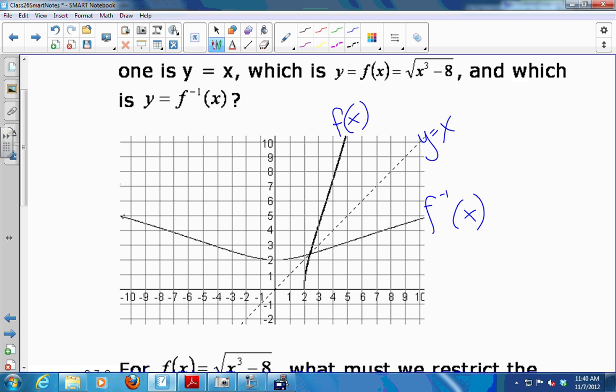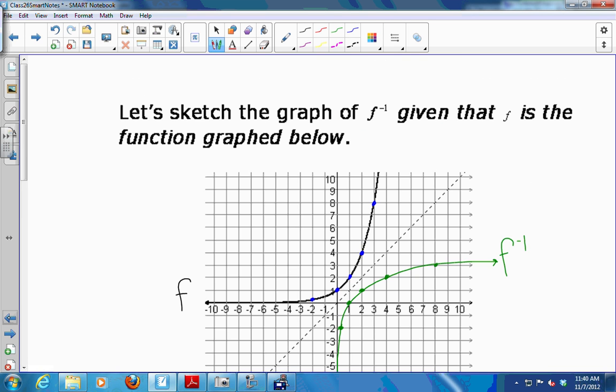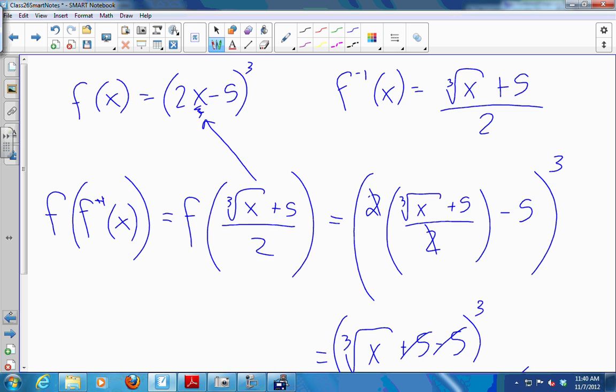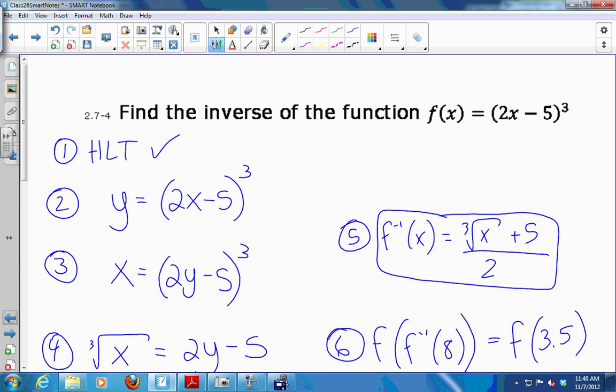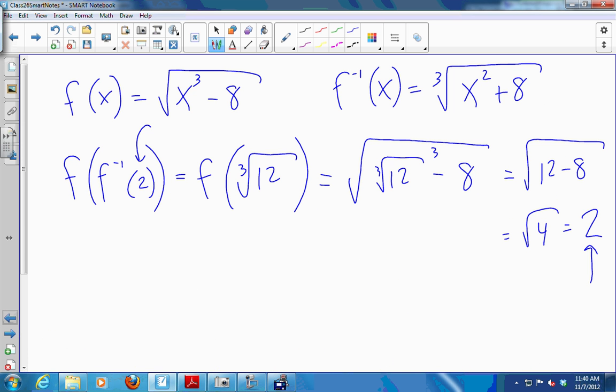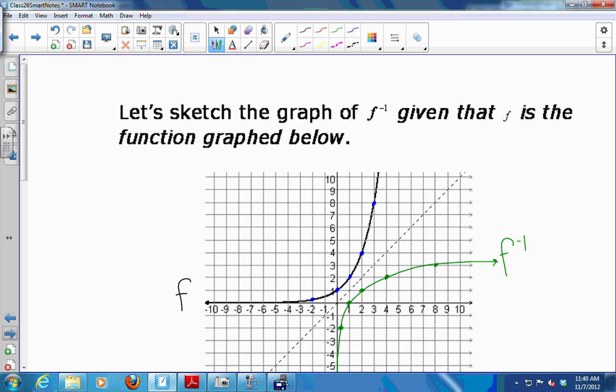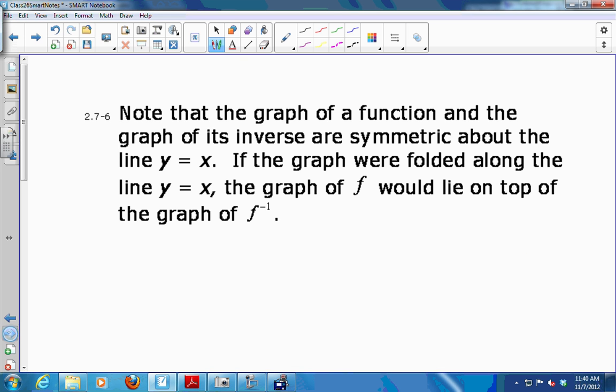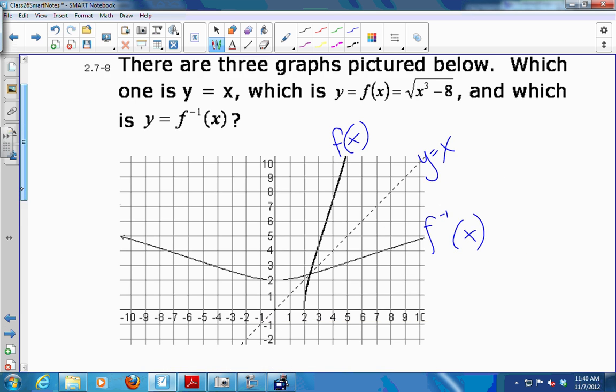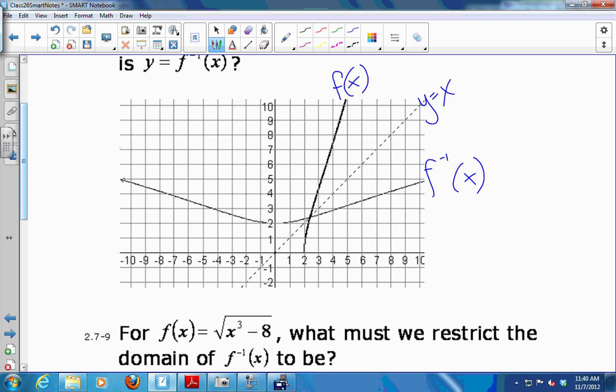And the formula we found for f inverse was, I don't remember. Go back, way back and find it. The cube root of x squared plus 8. Cube root of x squared plus 8. And so when I graph that, I get this picture. I get this parabolic or hyperbolic looking graph.